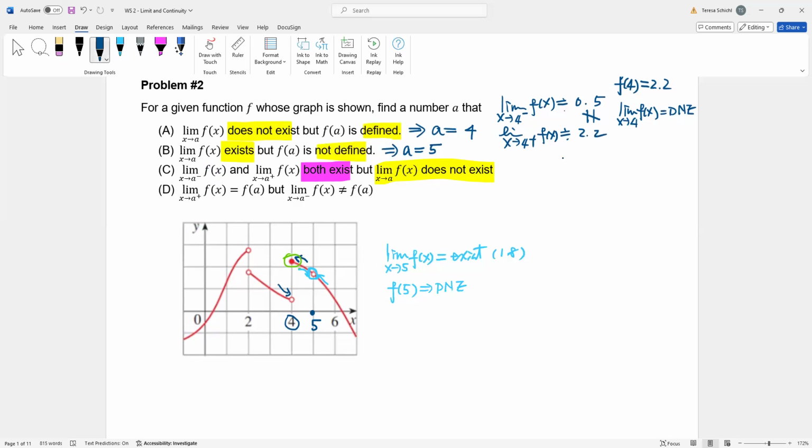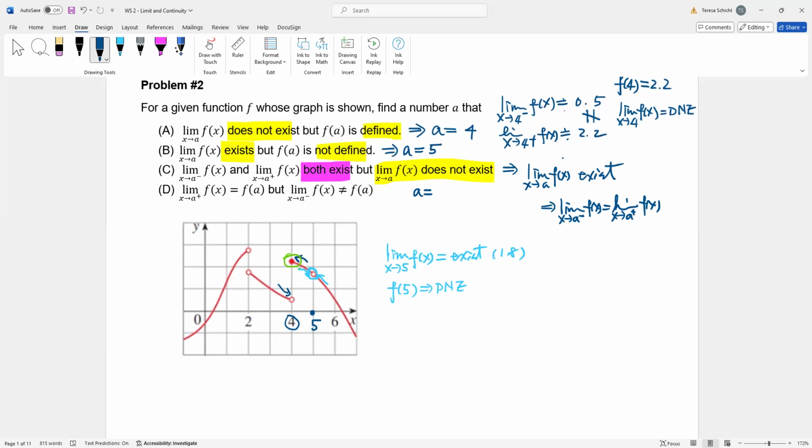So remember, our definition is: in order for the limit as x approaches a of f of x to exist, what did we say? We said the left limit has to be equal to the right limit. Okay, so let's take a look. What is the answer? The left limit has to be equal to the right limit in order to exist.